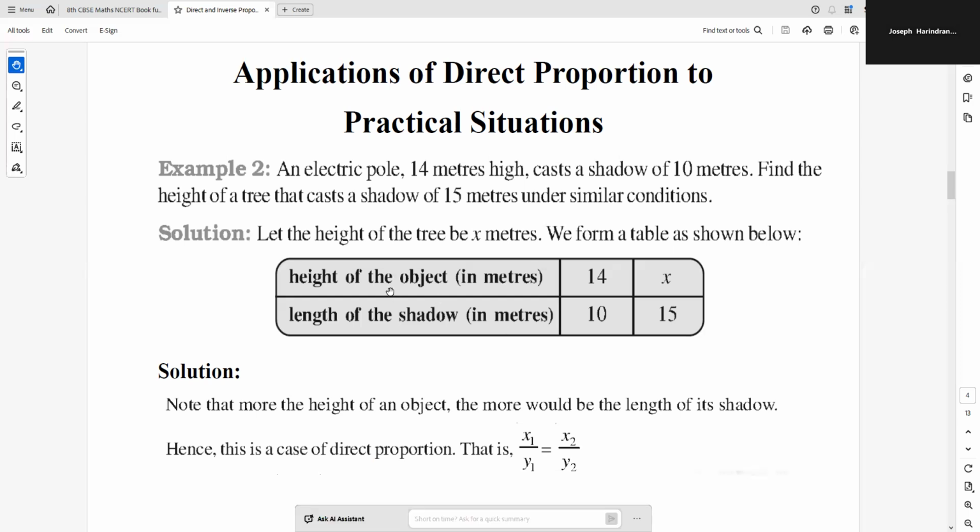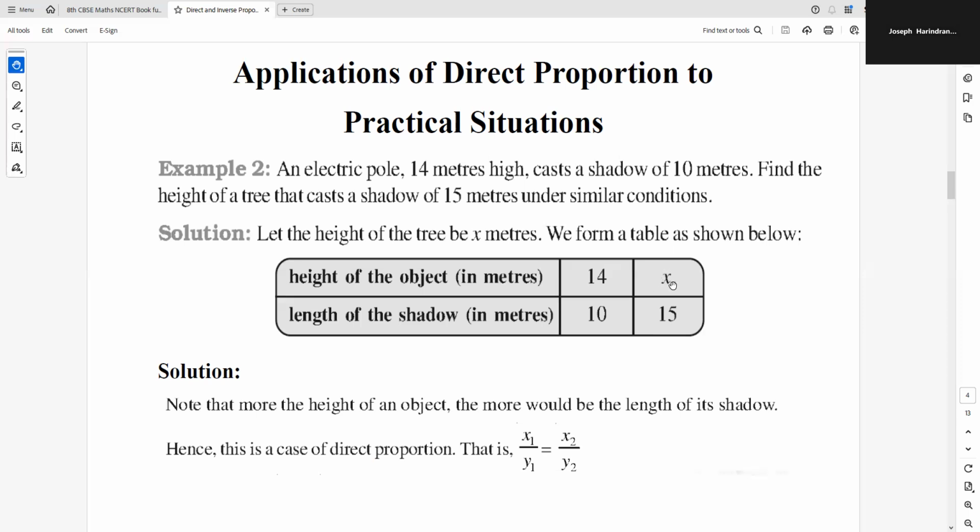So we form a table. We need to find the height of the tree. So let us assume the height of the tree to be x meters. We form a table as shown below. Height of the object, we tabulate. First, we put the known quantity. The height of the pole we know, so 14. In the second column of the same row, we have the x here, the height of the tree, which is to be found out. Length of the shadow in meters is the second variable. We know the length of the shadow of the pole, so we write it here. And we also know the length of the shadow of the tree, which is 15 meters, and it can be written here. So we have to find the height of the tree.